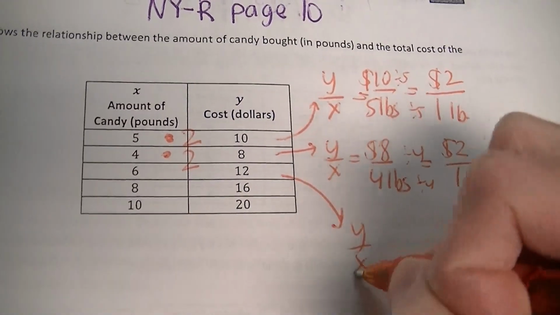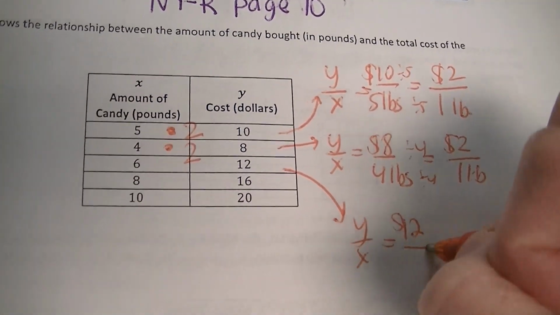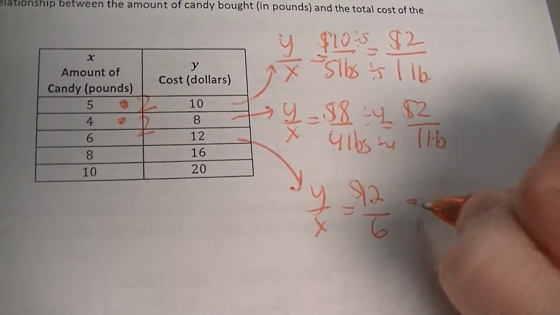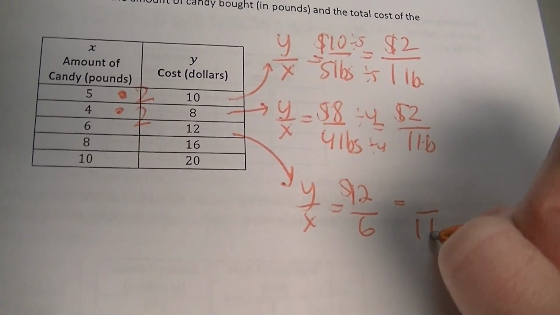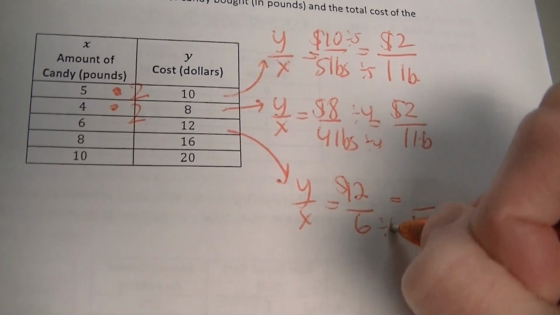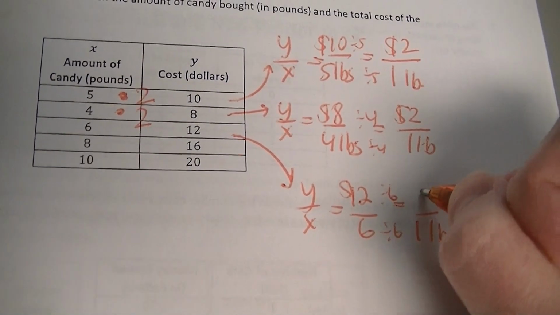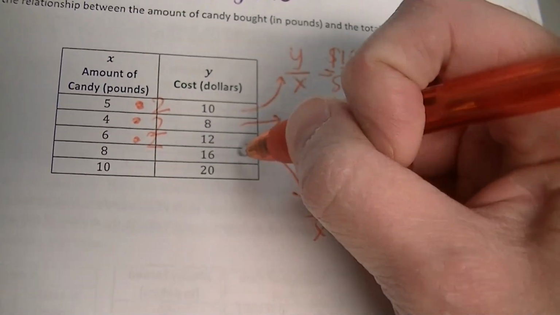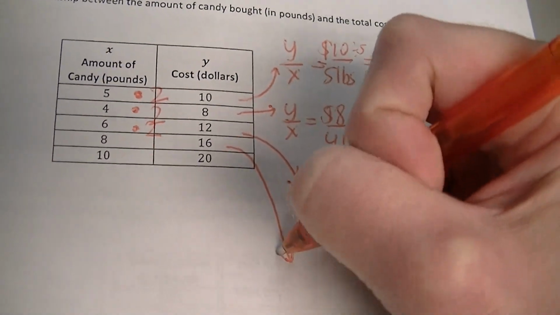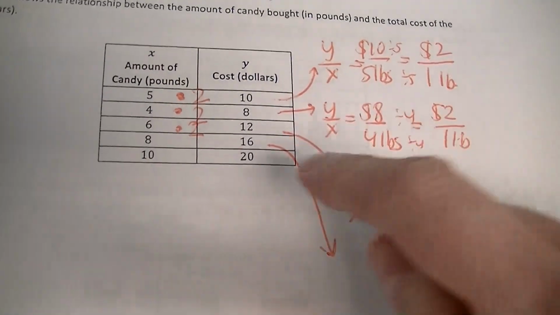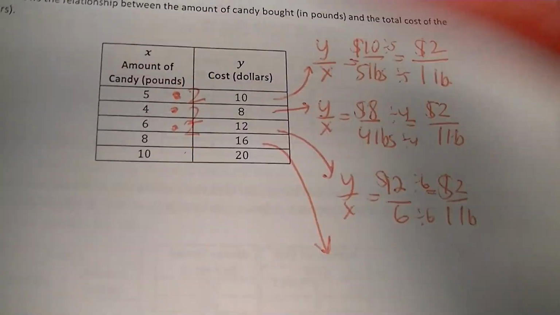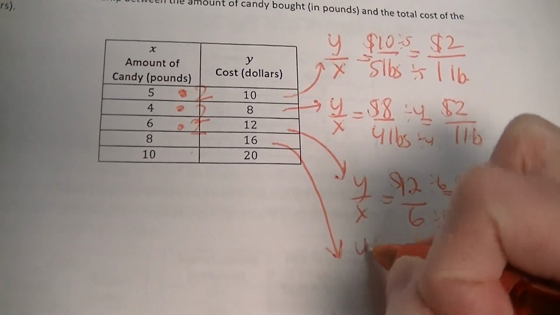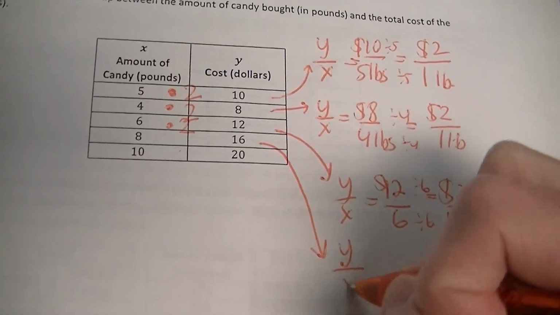So y divided by x to find the unit rate: $12 for 6 pounds of candy. That's not the unit rate, that's just a rate. So I had to divide by 6, and 12 divided by 6 is $2 a pound. This is looking like it's probably going to be proportional, but you can't jump to conclusions. You must check every single one of them, because in one of the previous examples, everything was consistent, but then there was one oddball that made it non-proportional in a previous video.